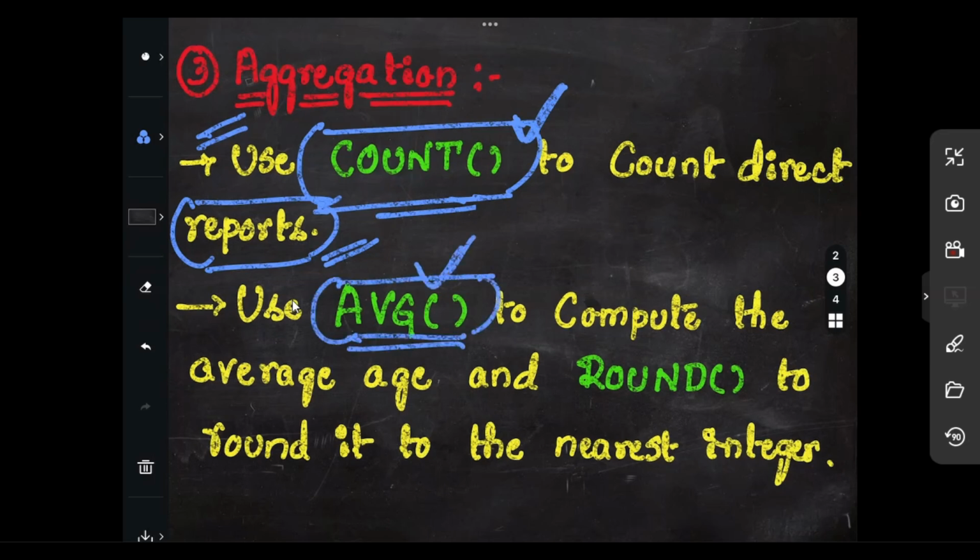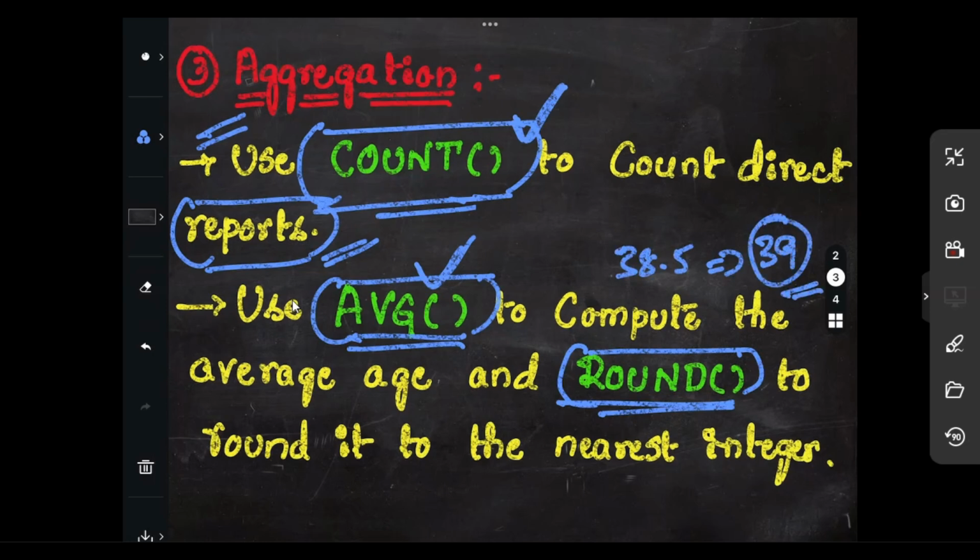So that is provided by the SQL to compute the average age, and we will be making use of the round keyword as well. Round, because we have to round off to the nearest integer. We got 38.5, but in the output we need to display this as 39. So the round keyword is provided by the SQL.